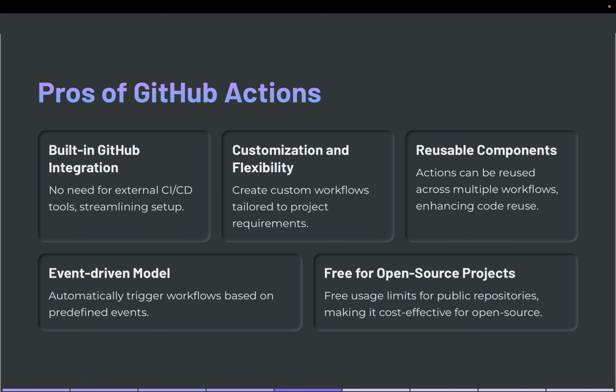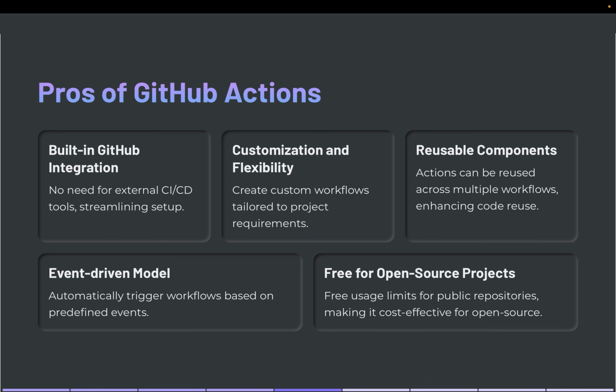What are some of the major advantages of using GitHub Actions? To start with, it offers built-in GitHub integration, meaning there's no need for external CI/CD tools, which makes the setup smoother. The customization and flexibility is another big plus. You can create workflows tailored to your specific project requirements.